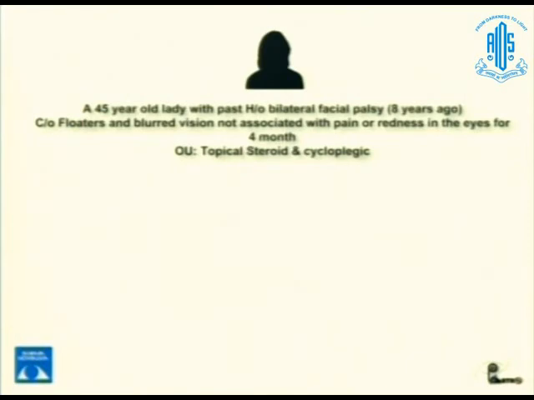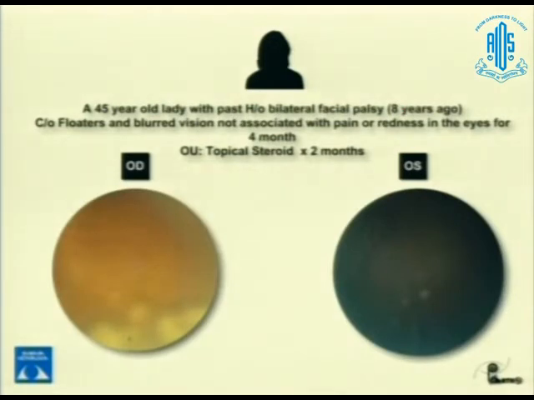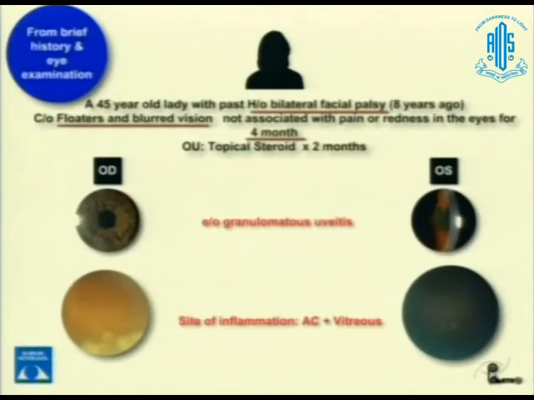This is one of my favorite questions. This is a patient, a 45-year-old lady, who has presented with past history of bilateral facial palsy for 8 years. She is complaining of floaters for 4 months, and she is on topical steroid and cycloplegic. The slit lamp examination showed the presence of iris nodules and mutton fat KPs. And the fundus examination showed pars plana exudates. So what laboratory test will you advise?